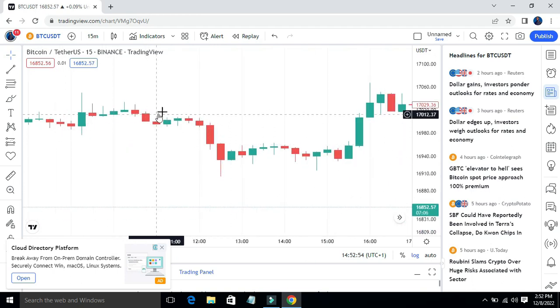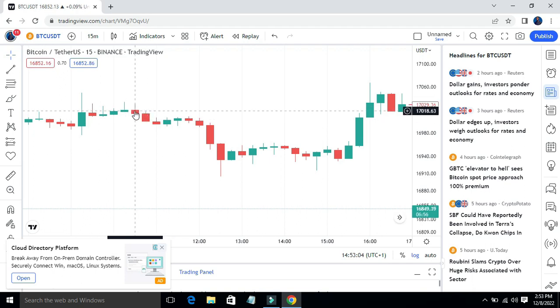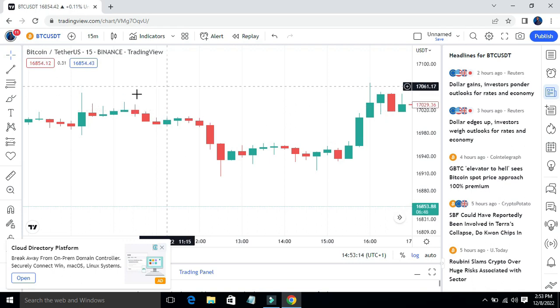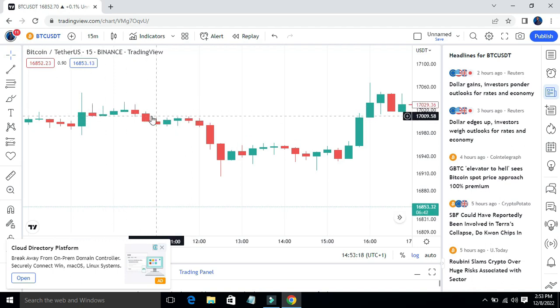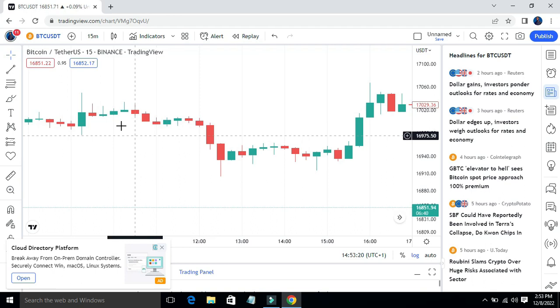Like I've told you, these ones here that don't have much wick, that have small bodies and little wicks, they signify indecision or a significance of trend reversal. So if we are in an uptrend and you begin to see indecisions like this, that means there may be a trend reversal.